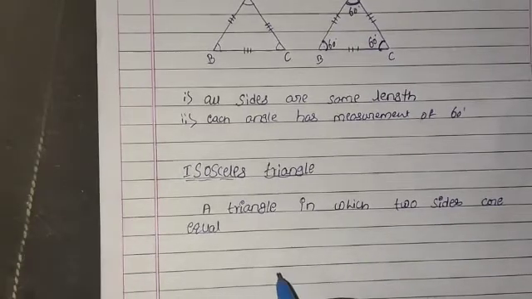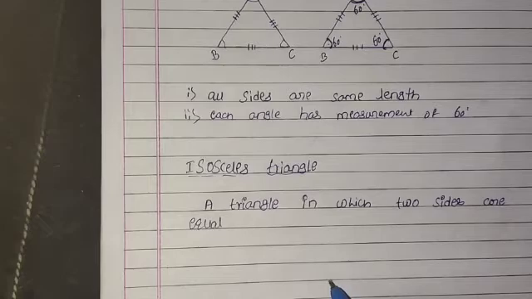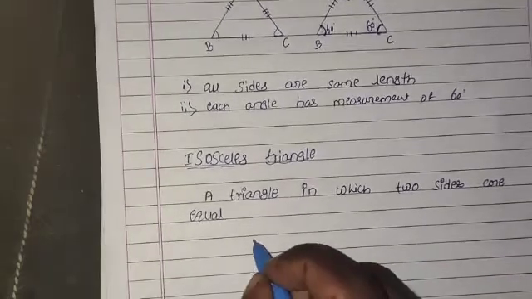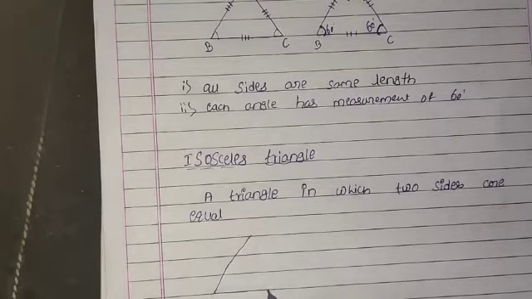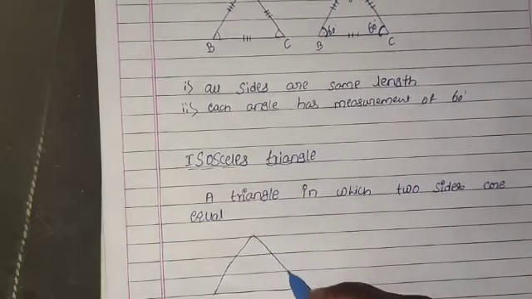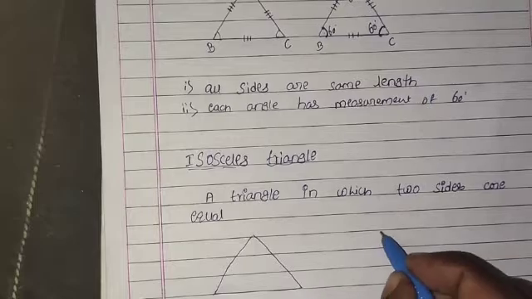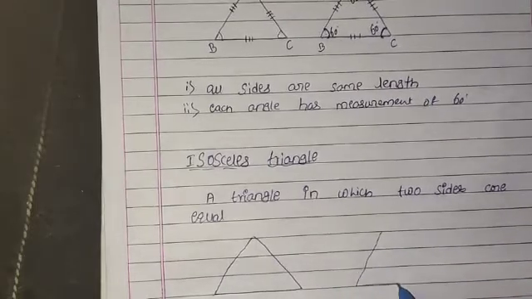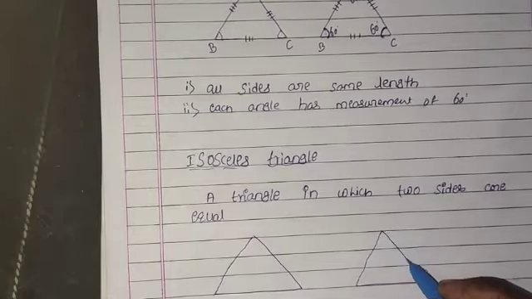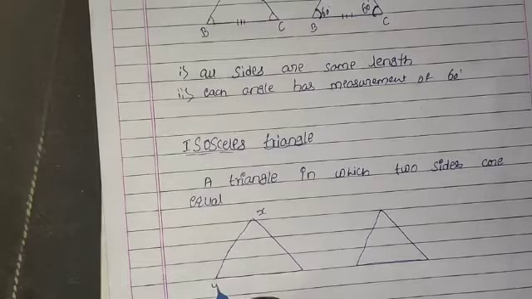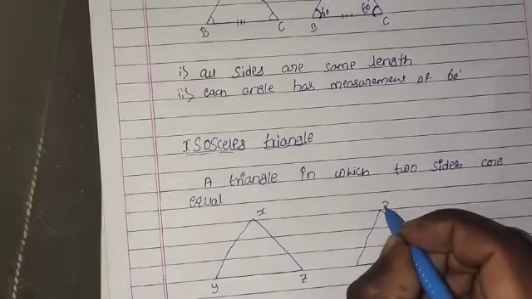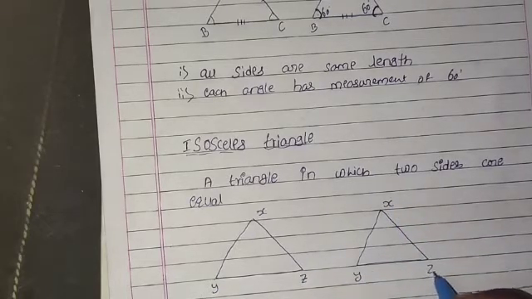We have to take a piece of paper and cut out two identical isosceles triangles like this. This is one isosceles triangle and this is identical with this triangle. We call it X, Y and Z. Here also the same, we call it X, Y and Z.